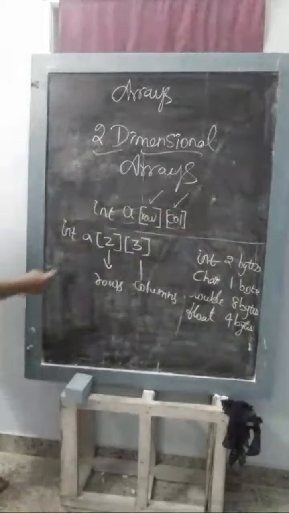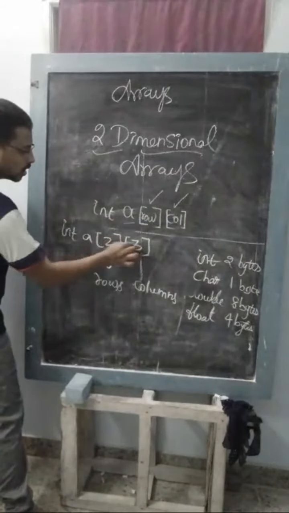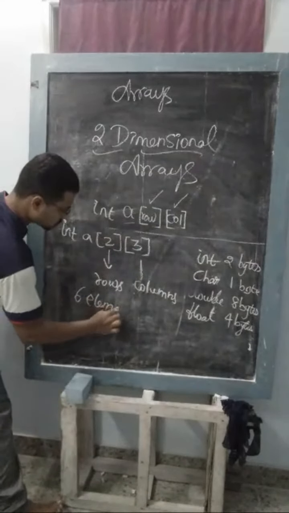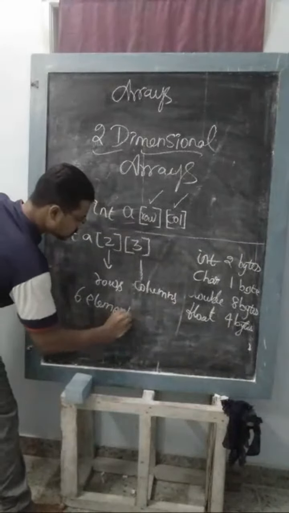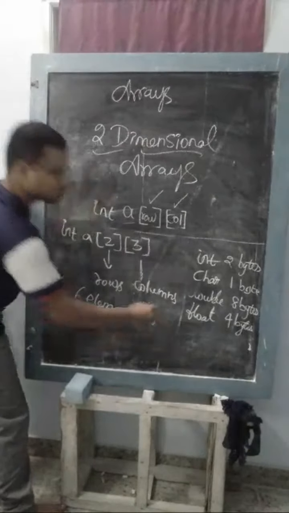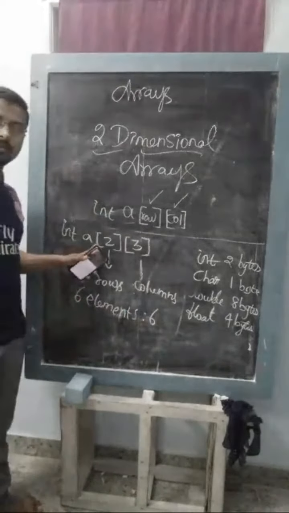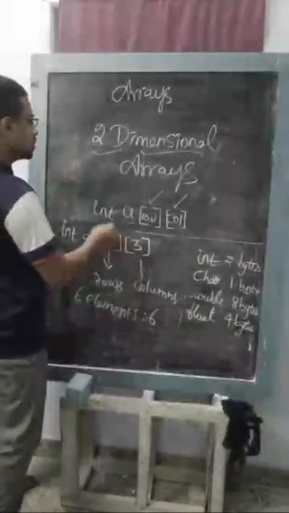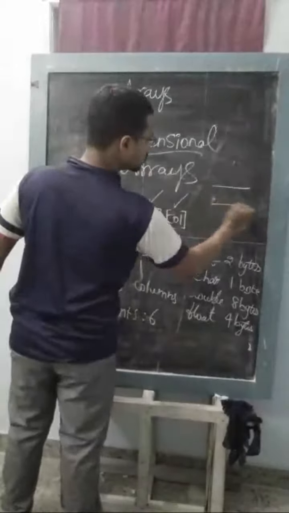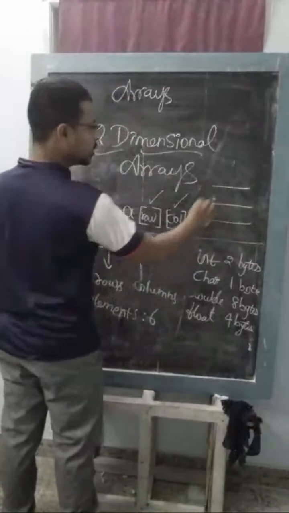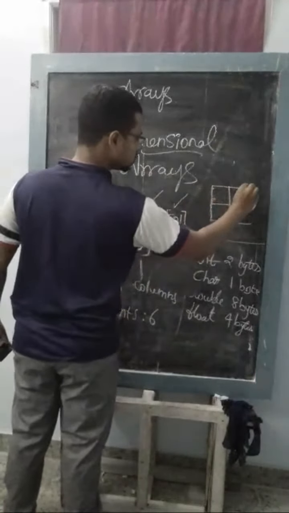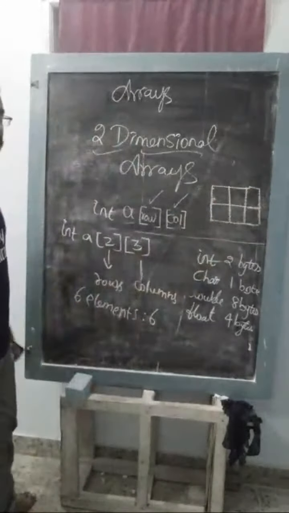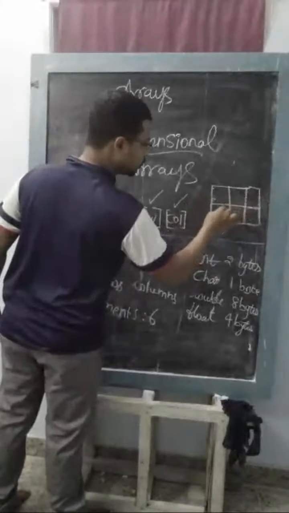How many elements are there in the array? There are 2 into 3, that is 6 elements, because there are 2 rows and 3 columns. How can we calculate? 2 rows, 3 columns. How many elements are there? 1, 2, 3, 4, 5, 6.